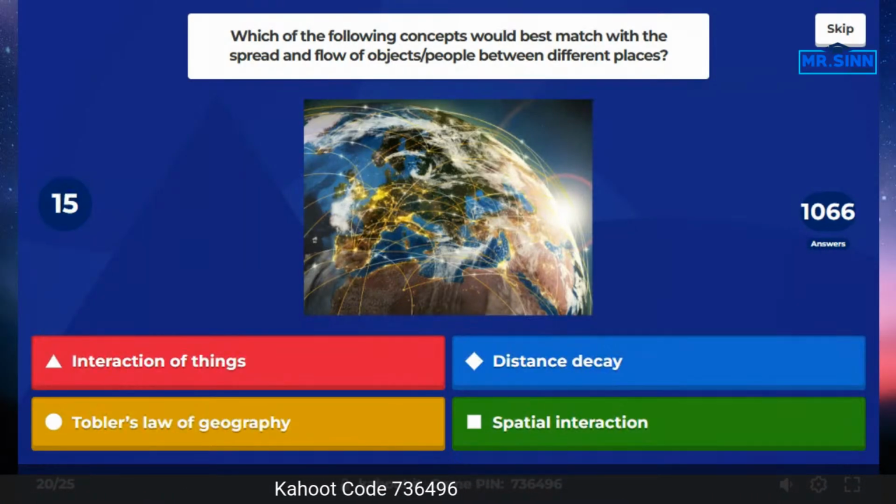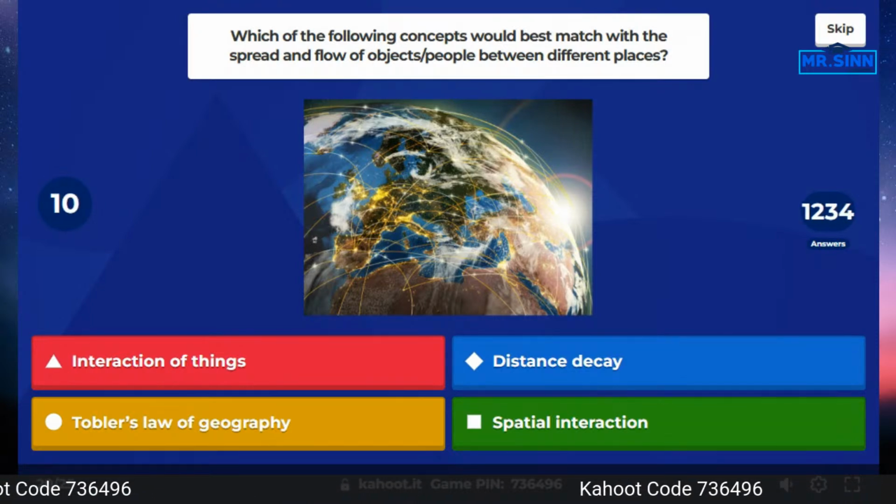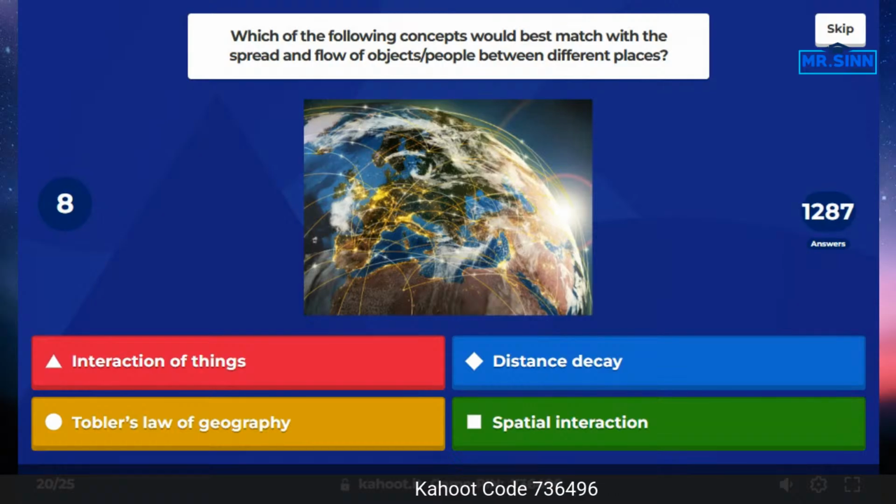All righty. Which of the following concepts would best match with the spread and flow of objects, people between different places?